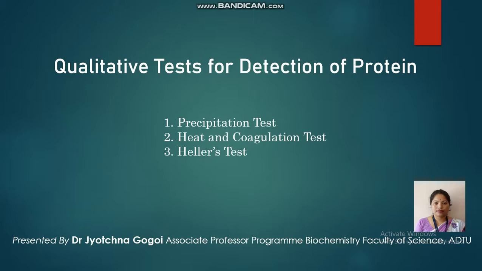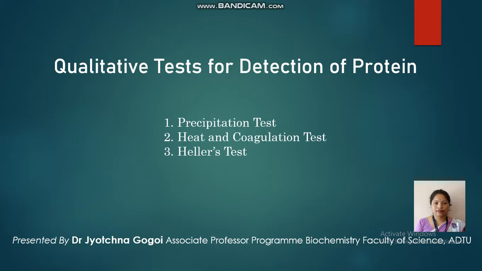Hello everyone, this is Dr. Jyotsna Gogoi, who would be telling you about qualitative tests done for detection of protein. A protein is a biomolecule which could be detected with its property of denaturation by different agents. So three tests are done to confirm that the protein is present.